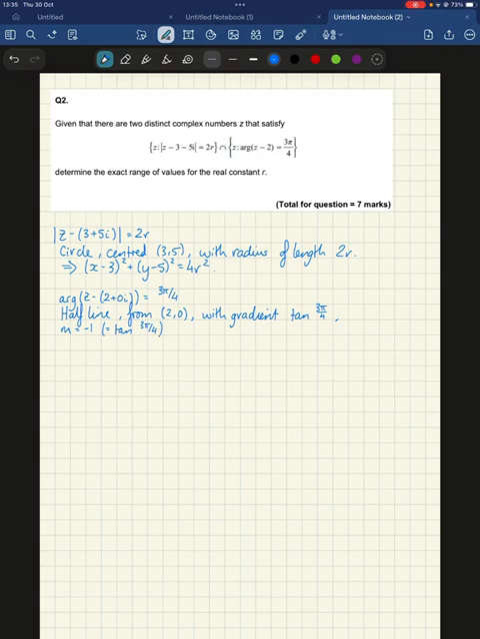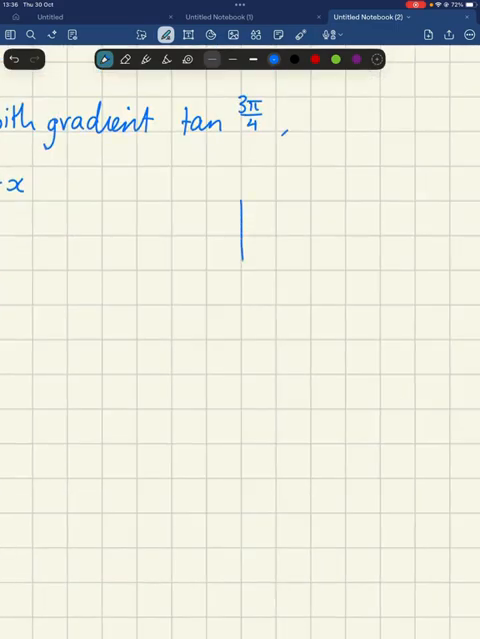We can work out the equation of this line by doing y minus y1. Well, y1 is 0 and x1 is 2, so y is equal to minus (x minus 2), so y is equal to 2 minus x. Okay, so we have the equation of the circle and the equation of the line. Now when we have an Argand diagram question, always try and sketch. It makes things so much easier because you're able to visualize it.